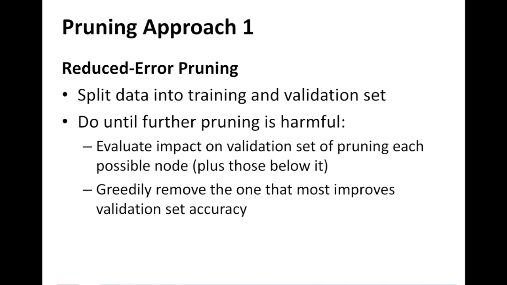Take a node out and see if that improves the performance on the validation set. If it improves, then great. Then you keep taking nodes out till the performance on the validation data set begins to drop. If it begins to drop, then it means that it's harmful. So then you put it back and then you say that this is my pruned tree.